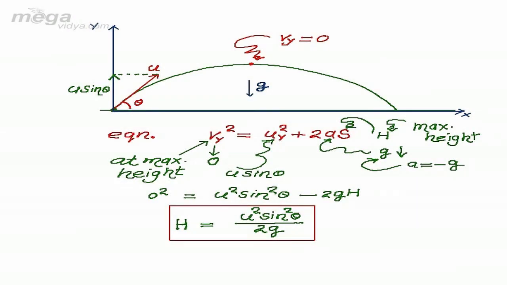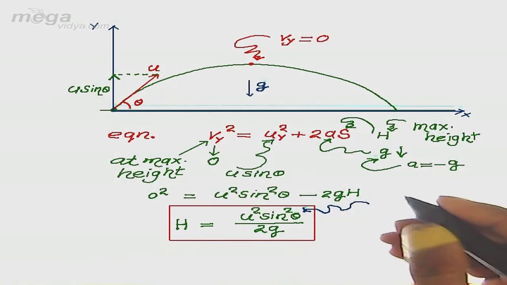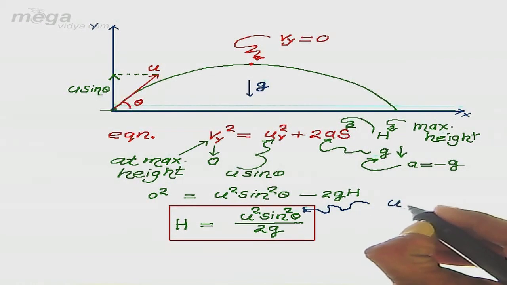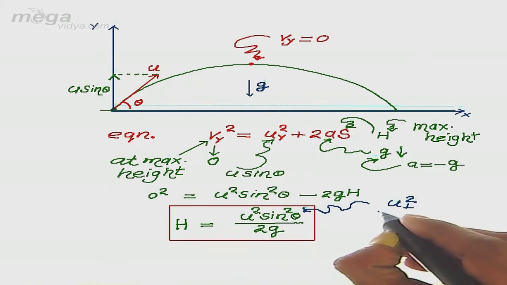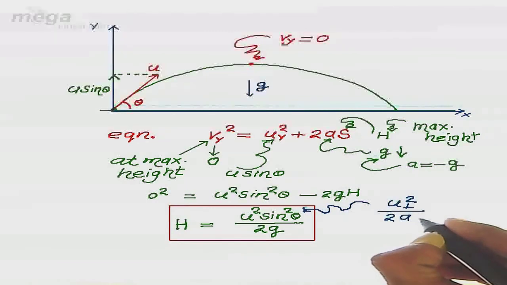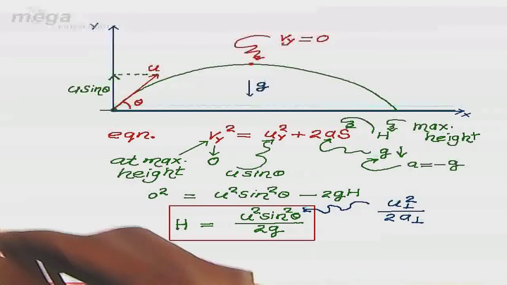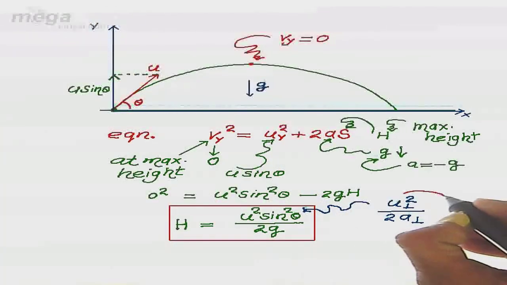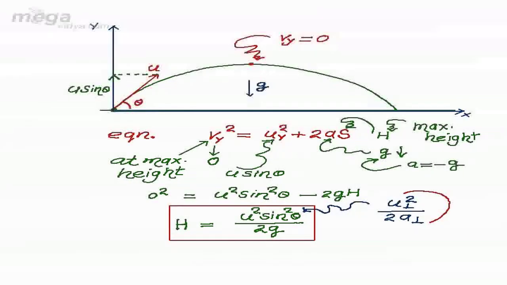Here we can also consider it as u perpendicular square upon 2 times a perpendicular. I have put this relation into this form just for some uses in other cases of the projectile. So just remember it in this form. It will make it easy for us to consider and evaluate the maximum height attained in various cases of projectile.